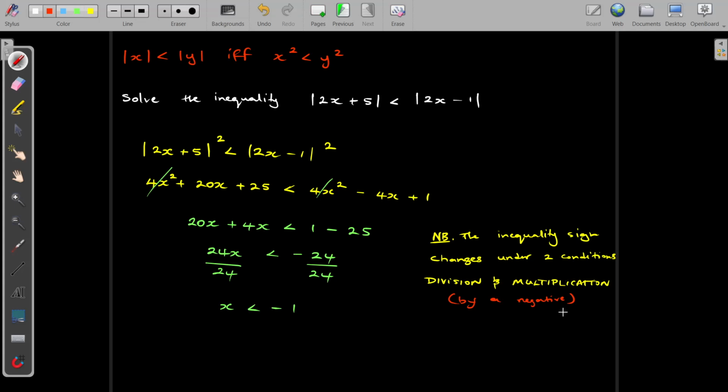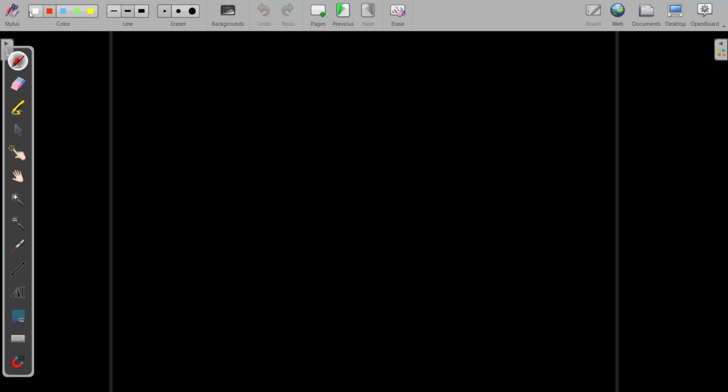Alright, so we've looked at most of the crucial stuff so far. We want to look at some theorems of inequalities before we get into some, I think graphs is what comes next. Alright, so theorems of inequalities.